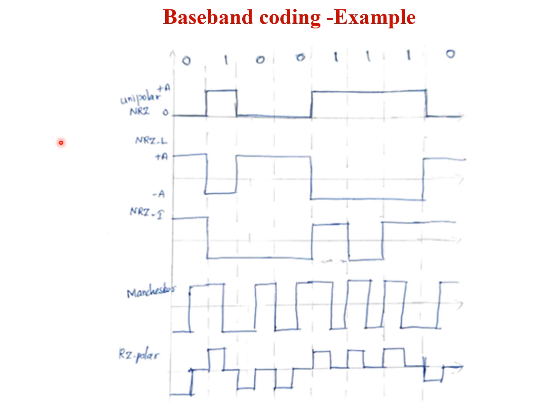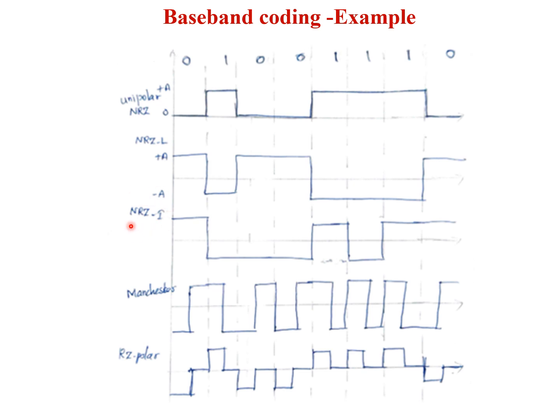Then the next type is NRZ-L, non-return to zero level. Binary 1 is represented by one voltage level and binary 0 is represented by another voltage level. So let us assume that binary 0 is represented by a positive pulse, then binary 1 is represented by a negative pulse. Then again 0 is a positive pulse, 0 a positive pulse, 1 a negative pulse, 1 a negative pulse, 1 a negative pulse, then 0 a positive pulse.